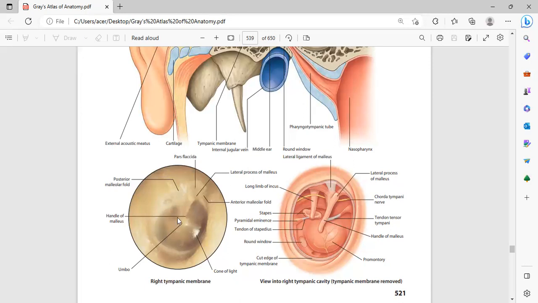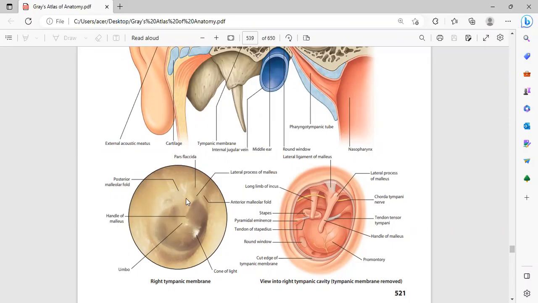Then the nerve supply is from the auriculotemporal nerve, the auricular branch of the vagus nerve, and also the tympanic branch of the glossopharyngeal nerve. So those three will innervate the tympanic membrane.